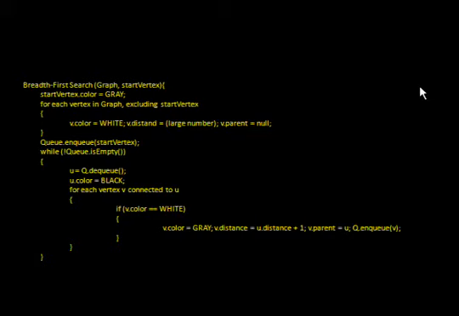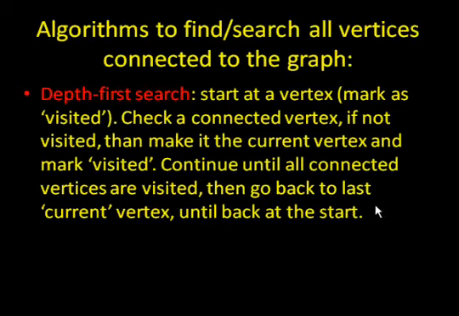Here's a basic pseudocode for it, to give you a general idea of it. As you can see, I enqueue the starting vertex after giving all of them the color white. I also give them a distance. I can record the distance of each vertex from the original one. That's optional. Okay, moving on.